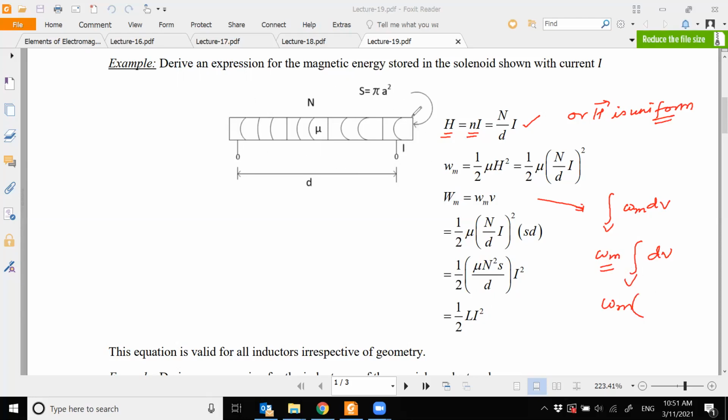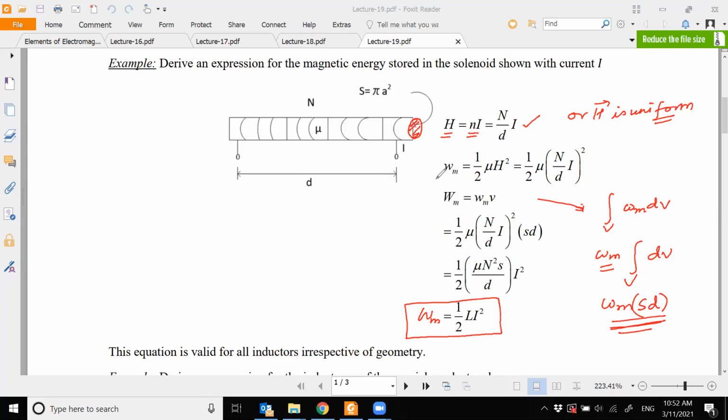What is the volume of this one? The cross-sectional area, which is S, multiplied by the length. So it is nothing but S times D. The volume of a cylinder is pi r square L, or here it is pi a square, which is S, multiplied by length, which is D, S D. And if you put small w m here and then simplify, you will get that the energy is equal to half L I square.